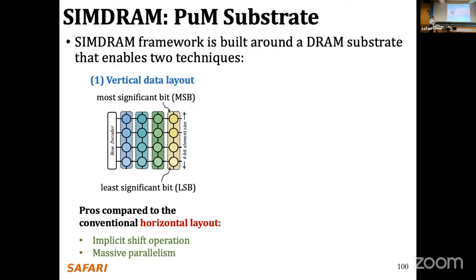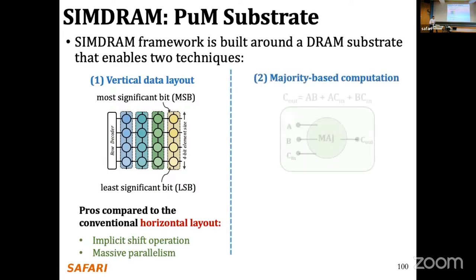And you can also have a lot of parallelism, because every single column now becomes a different, for example, integer in your application. So you can have an array of, let's say, 8,000 integers, all of them operating in parallel, doing addition, for example.